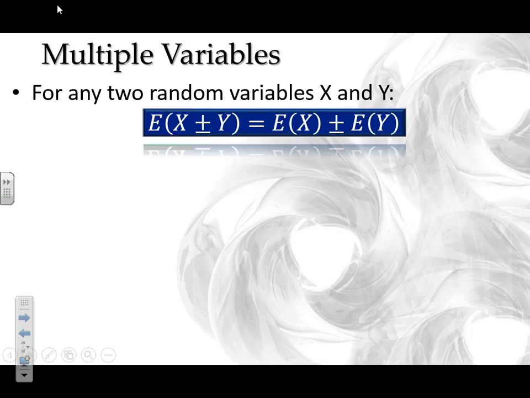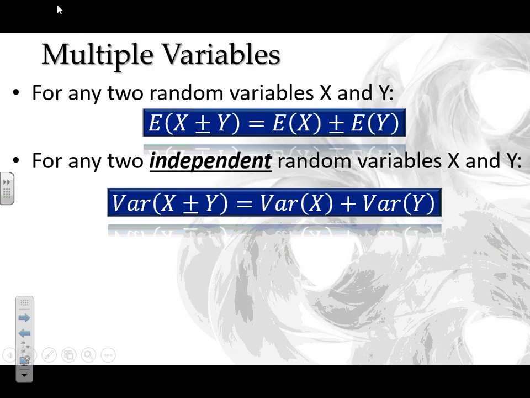When we combine random variables like this with addition or subtraction, all you need to do is find each individual mean and then add or subtract them together based on what you're trying to do with them. So the mean of one plus the mean of the other, or the mean of one minus the mean of the other, depending on what you're looking at.